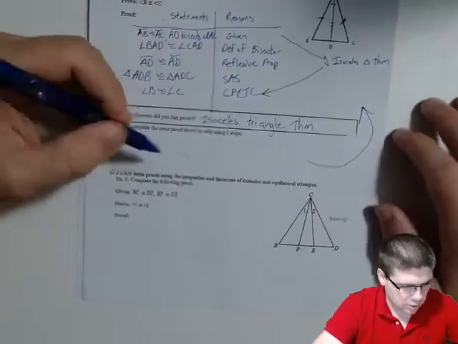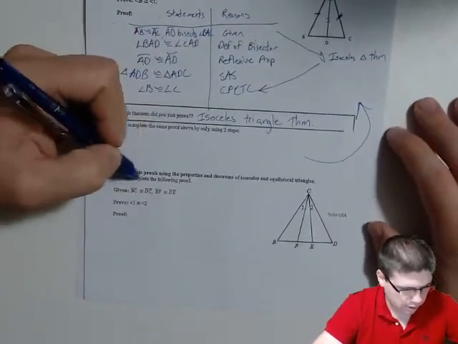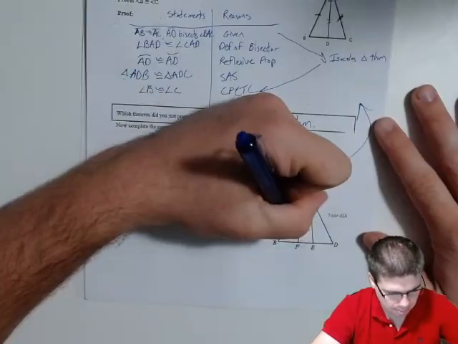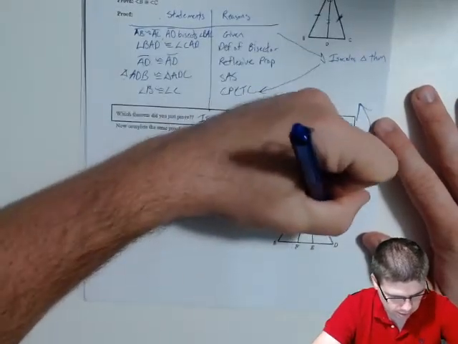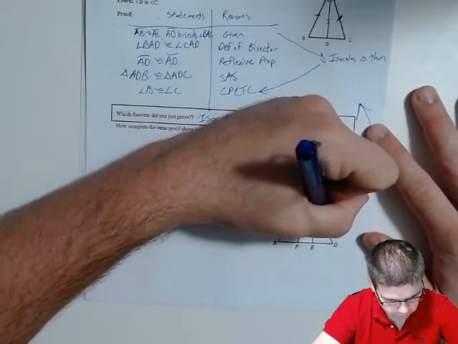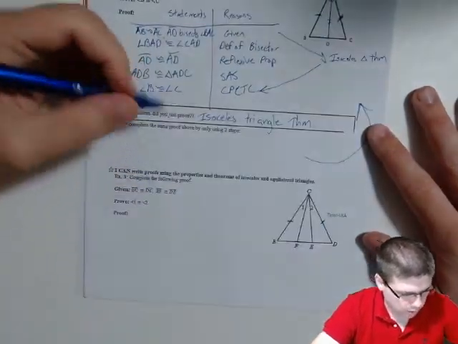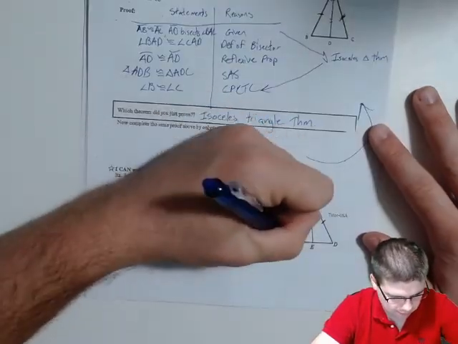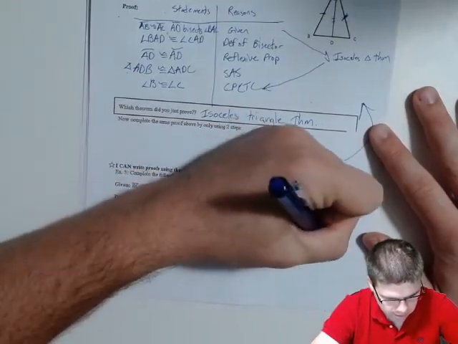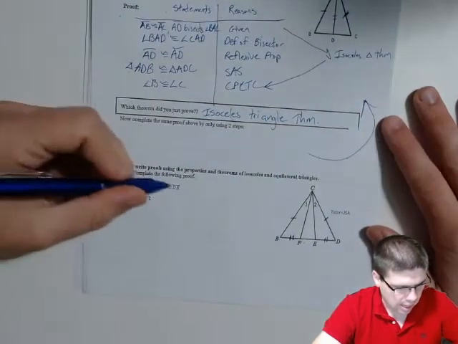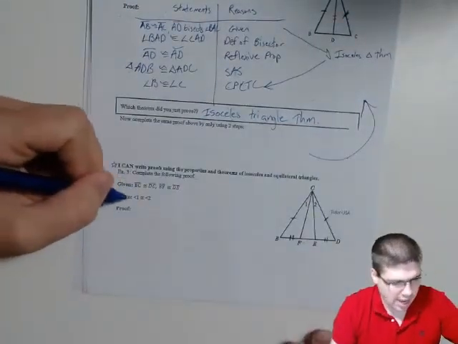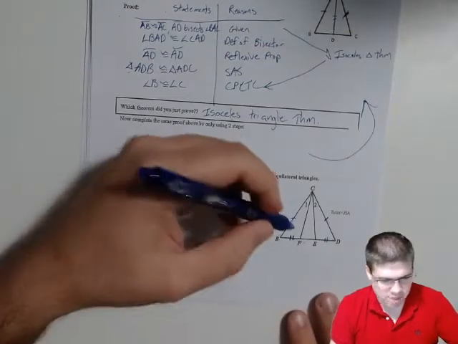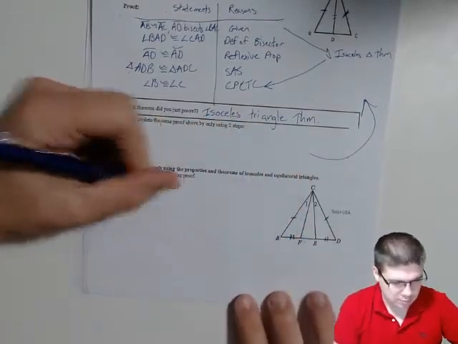All right, so writing a proof here, complete the following proof. We know BC is congruent to DC. And then we have BF is congruent to DE. And so they want us to prove that angle 1 is congruent to angle 2. And so that's all we have so far. So let me set up our proof.